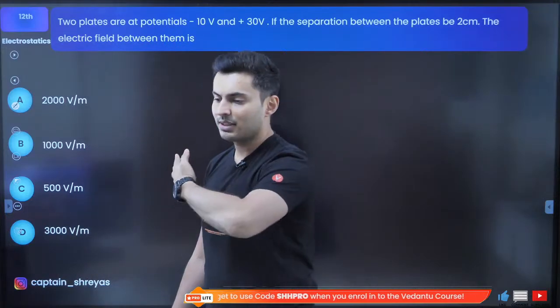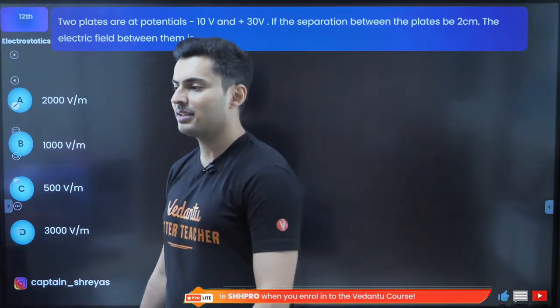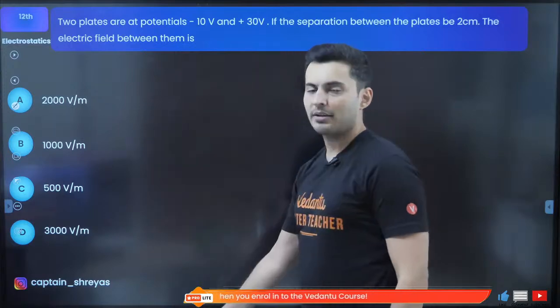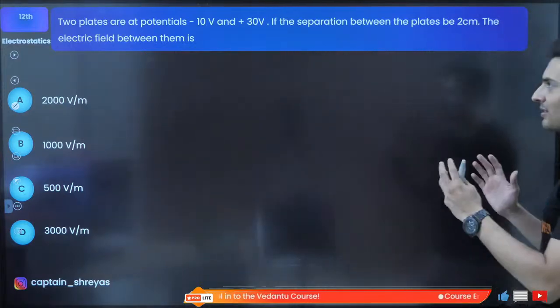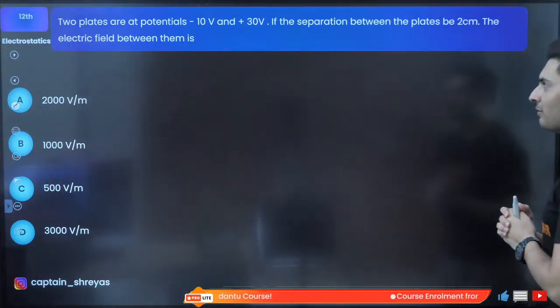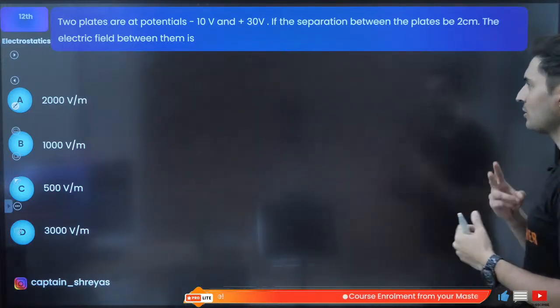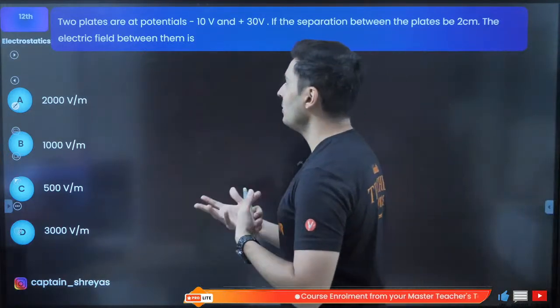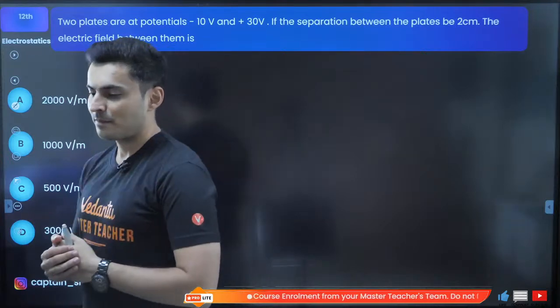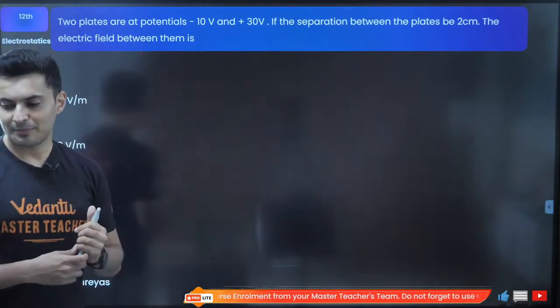Okay. How about solving this question, my warriors? Come on, try to solve this and let me know the correct option in the chat box. 2 plates are separated by potentials minus 10 volts and 30 volts. If the separation between the plates is 2 centimeters, then the electric field between them is how many volts per meter?